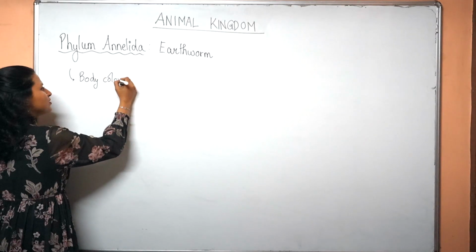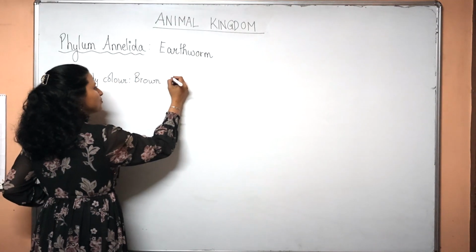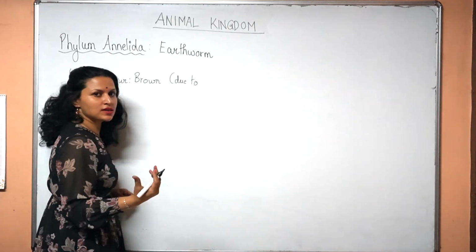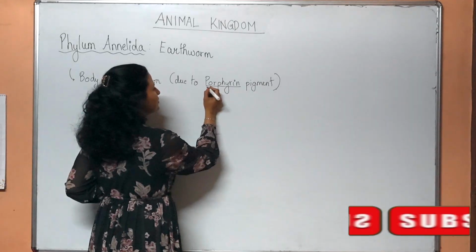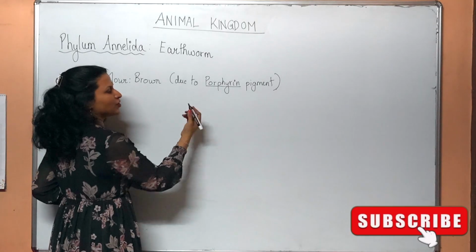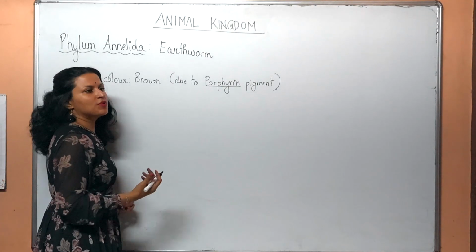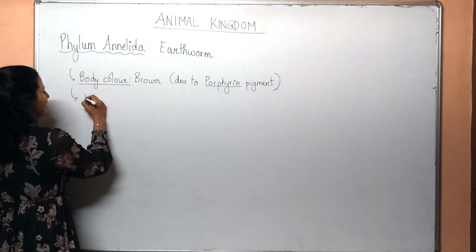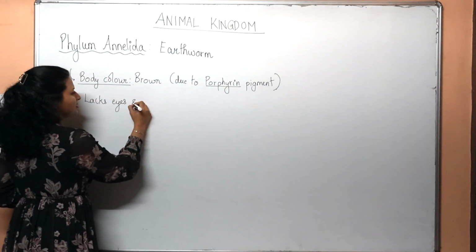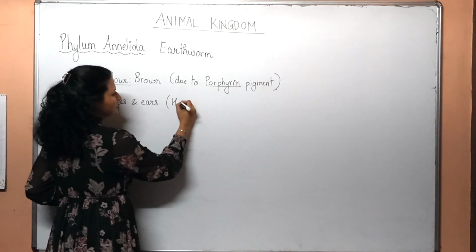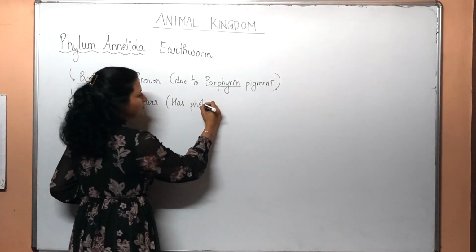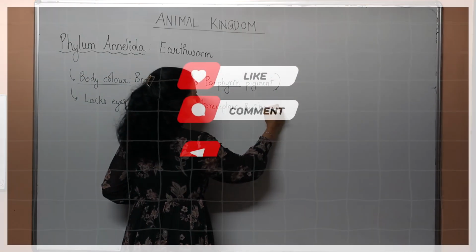Body color is brown due to a pigment. Which pigment is that? Porphyrin pigment, right? It is a brown color pigment and it protects the earthworm from the harsh sun's rays. It also provides it with camouflage. It lacks eyes and ears and has instead photoreceptors and chemoreceptors.